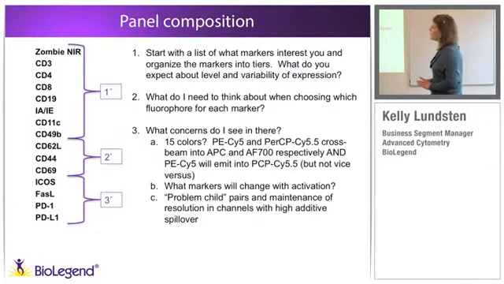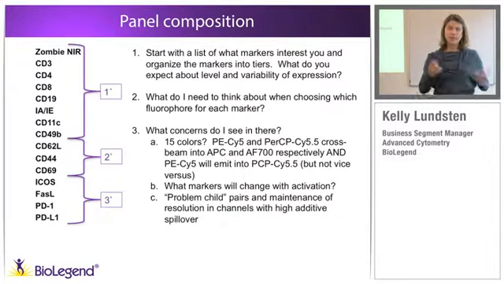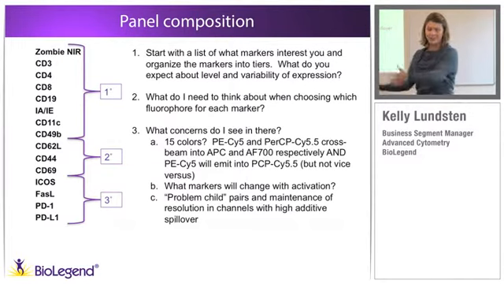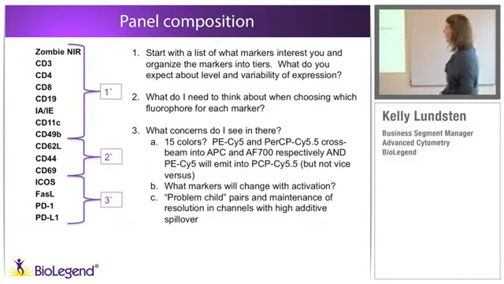Okay. So once we've assessed all the strengths and weaknesses of all those fluorophores, and we've thought about the number of markers that I want to use versus the fluorophores that I have to choose for those combinations, I'm going to look at that list and say, what concerns do I see in there? And the number one concern that I see is that it's 15 colors. So that tells me that no matter what, I'm going to have PE-Cy5 and PerCP-Cy5.5.